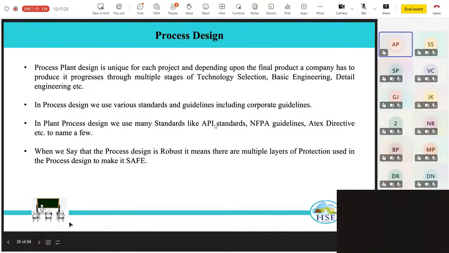Next slide, please. So process plant design is unique for each project, and depending upon the final product a company has to produce, it progresses through multiple stages of technology selection, basic engineering, detailing, etc. In process design, we use various standards and guidelines, including corporate guidelines. In plant process design, we use many standards like API standards, NFPA standards, ATEX directive, to name a few. When we say the process design is robust, it means that multiple layers of protection are used in the process design to make it safe.